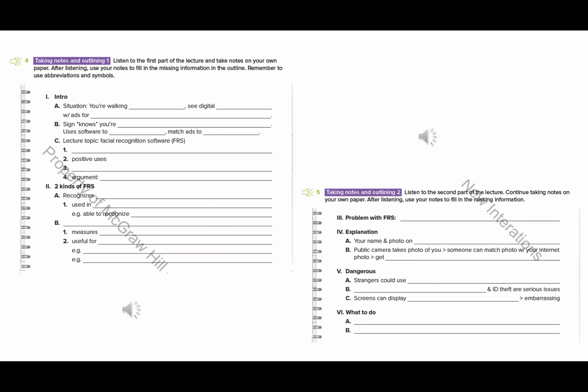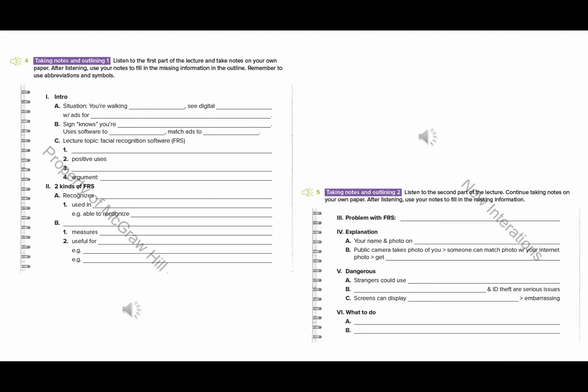It's like the sign knows that you're a 20-year-old guy who loves sports. Well, guess what? It does know. That's because when you looked at the sign, a computer scanned your face and selected ads that matched your age, gender, and body. The technology that does this is called facial recognition software.